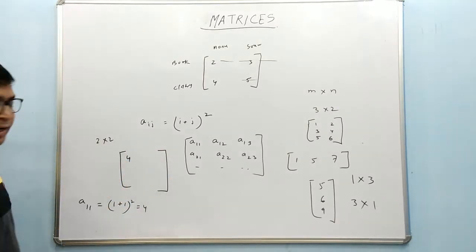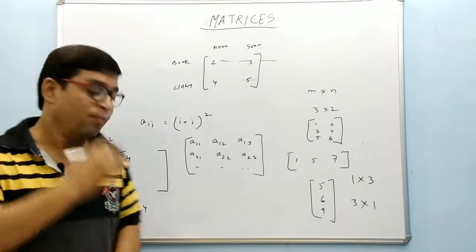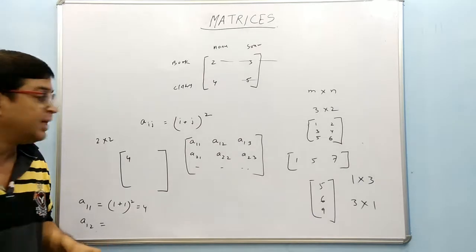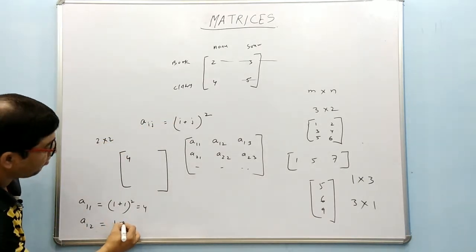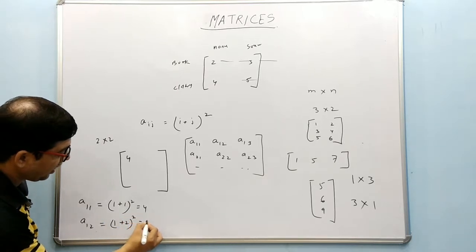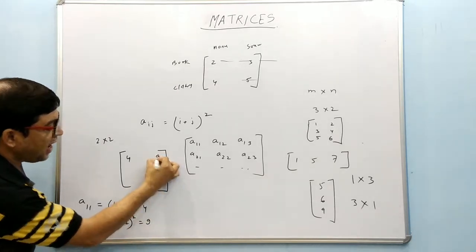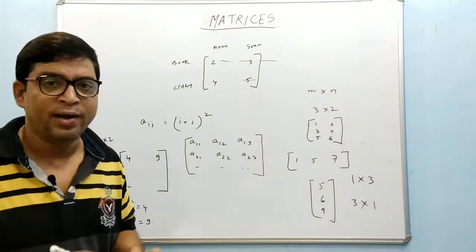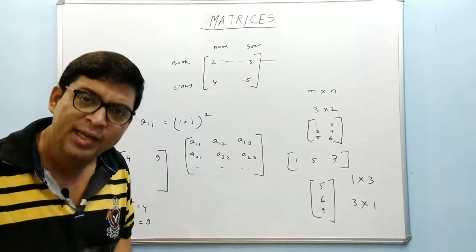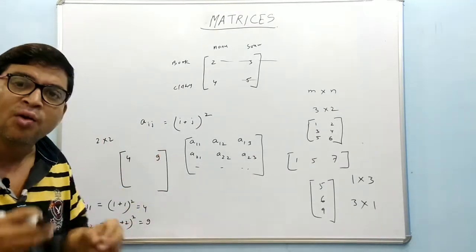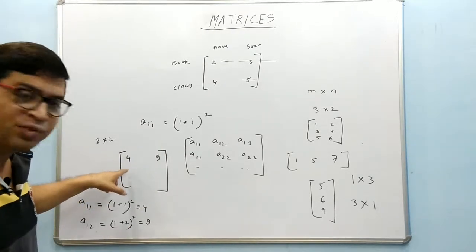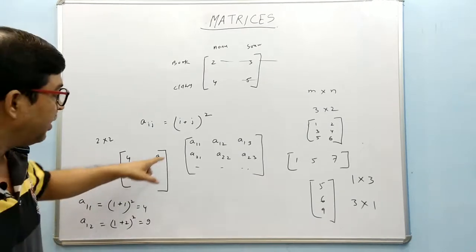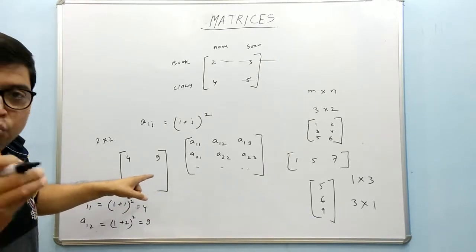Now I need to find A12. A12 is where i is 1 and j is 2. So this is (1 plus 2) whole square, coming out to be 9. So here it is 9. A21 and A22 we can find the same way. So we can find the elements very easily if the formula is given, once we know the designation of the elements: A11, A12, A21, A22.